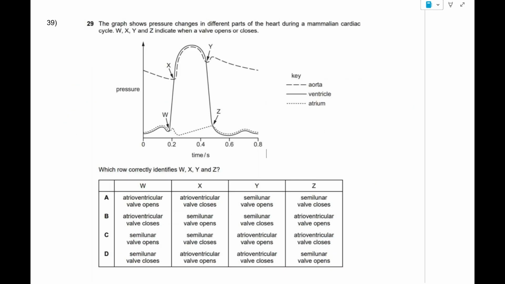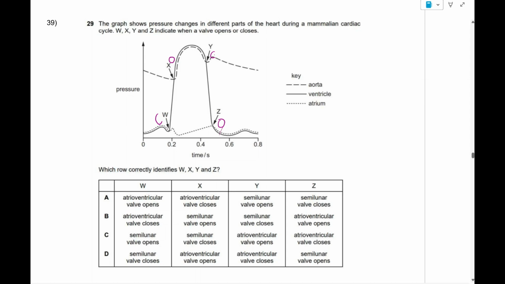Question number 39. The graph shows pressure changes in different parts of the heart during a mammalian cardiac cycle. W, X, Y, and Z indicate when a valve opens or closes. Which correctly identifies W, X, Y, and Z? So, how to interpret a graph looking like this is, as I mentioned earlier, there's a mnemonic: C-O-C-O, or COCO. So, here the valve closes, opens, closes, and opens.